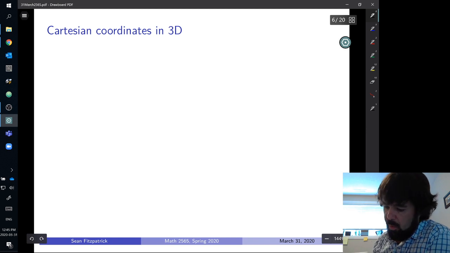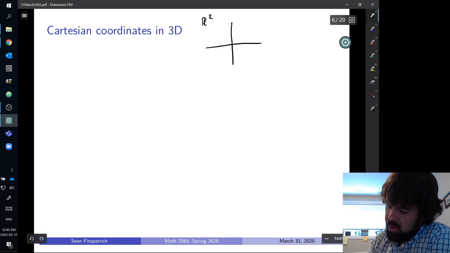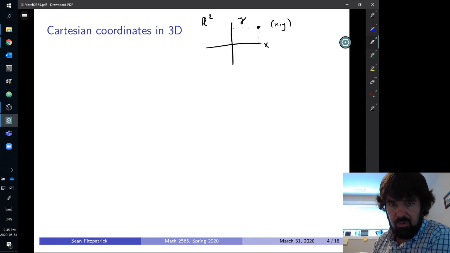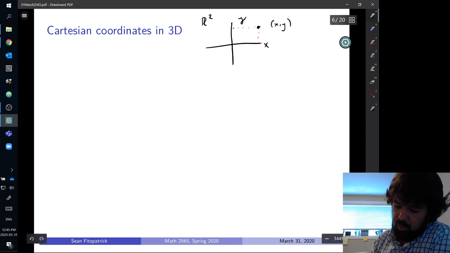So, 3D coordinates. We know what 2D looks like, right? So in R2, we have the usual picture, X, Y, we locate a point with coordinates X, Y, and we know what that means. X is kind of the distance from that point to the Y-axis, Y is the distance from that point to the X-axis. Those two coordinates give us every point in the plane. Now what we want to do is move to 3 dimensions. So we want to add a third direction, okay?